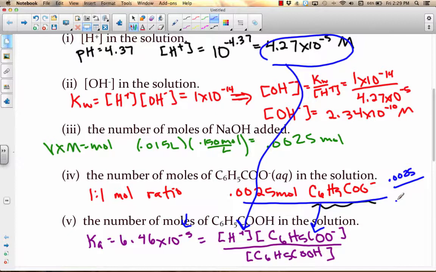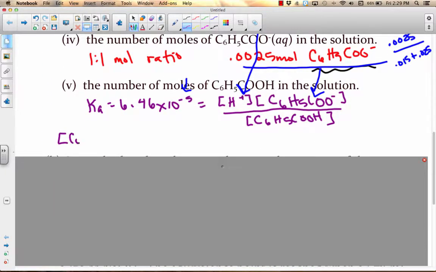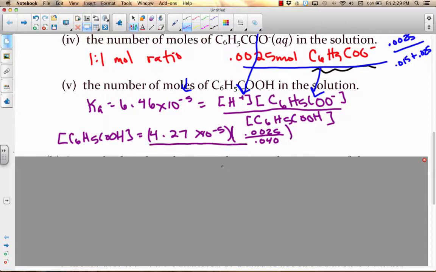How many liters do we have? 15 milliliters of sodium hydroxide and 25 milliliters of benzoic acid. So let's just substitute these things in. So benzoic acid is equal to the hydrogen ion concentration times, this is where we have to take our moles divided by our liters. So 0.015 and 0.025 gives me 40 milliliters total, so 0.040, and that's all divided by the Ka of 6.46 times 10 to the minus 5. That's a very small Ka, isn't it?